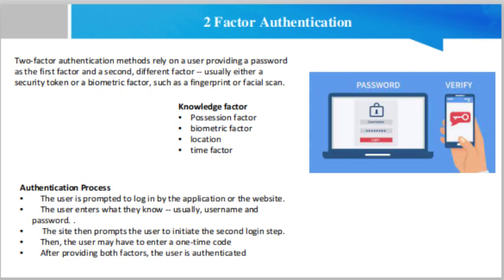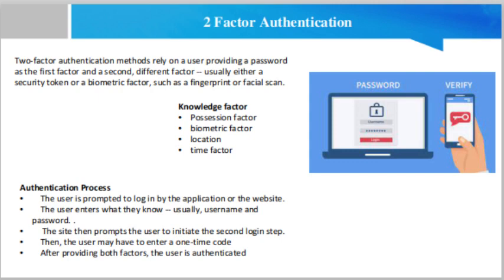Now, how does two-factor authentication actually work? Enabling two-factor authentication varies depending on the specific application or vendor. However, two-factor authentication processes involve the same general multi-step process. The user is prompted to log in by the application or the website. The user enters what they know, usually username and password. Then the site server finds a match and recognizes the user.